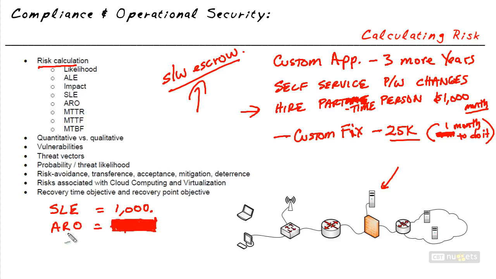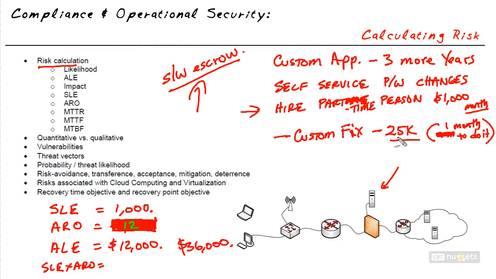Next we have the annualized rate of occurrence. How often are we doing that? If it's monthly where we're paying that part-time person to come in, that's happening 12 times during the year. So the annual rate of occurrence of that monthly charge of $1,000 is 12. And finally we have the annual loss expectancy, which is just the SLE times the ARO: 1,000 times 12, for a whopping $12,000 a year. If we're expecting to have that application for 3 more years, at an annual loss expectancy of $12,000 per year, over that 3-year period that's $36,000.